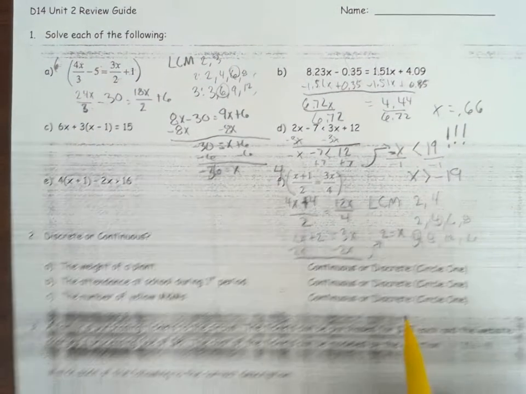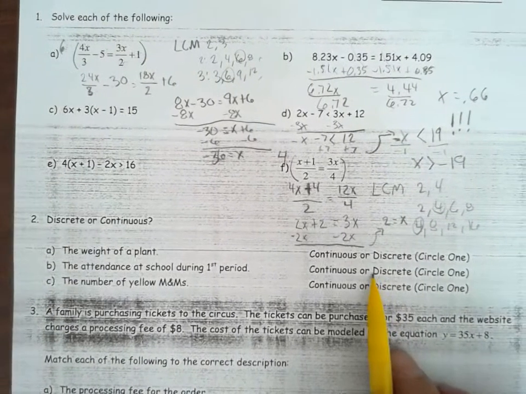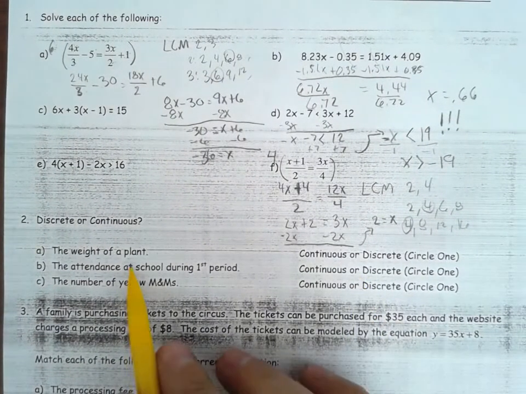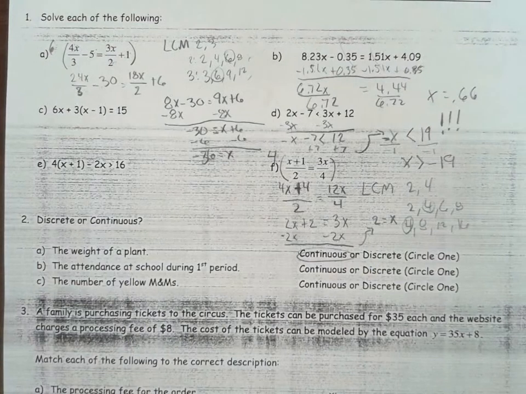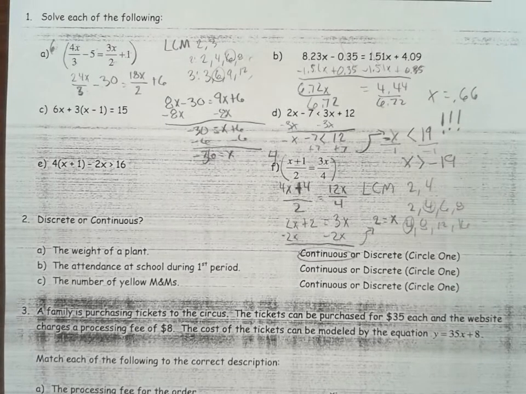Do you understand the idea of continuous or discrete? So for instance, the weight of a plant, weight will be continuous because you can have decimals of weight. Your weight isn't just 10 pounds and then 11 pounds. It could be 11 point something pounds. So it's continuous. However, attendance would be discrete because you are either present or not present or tardy. There's no decimals in between or any way you can split that up.